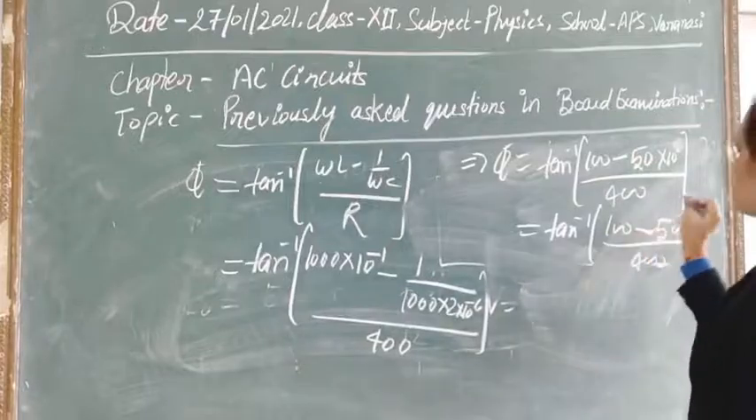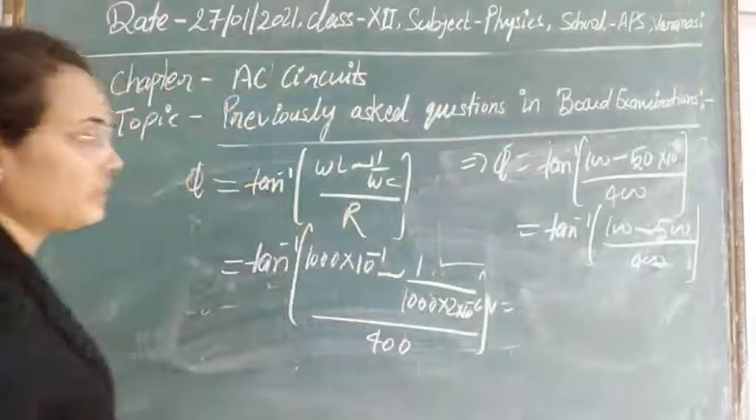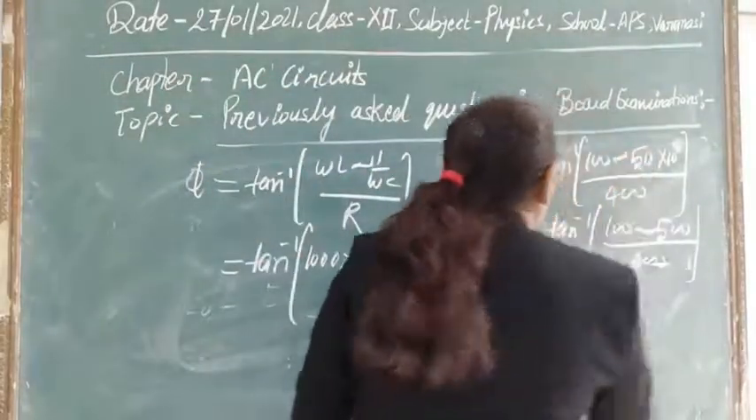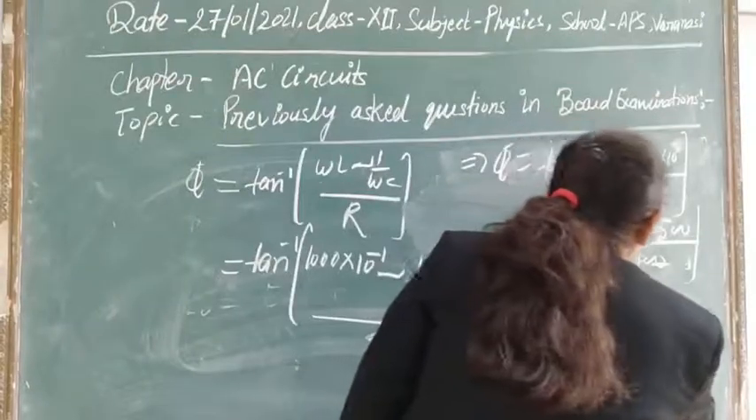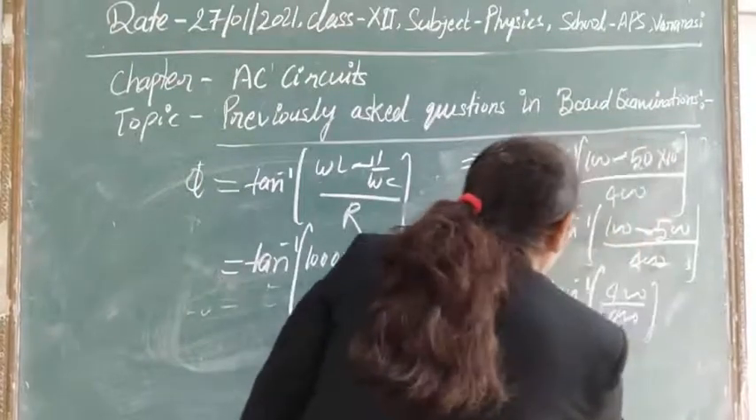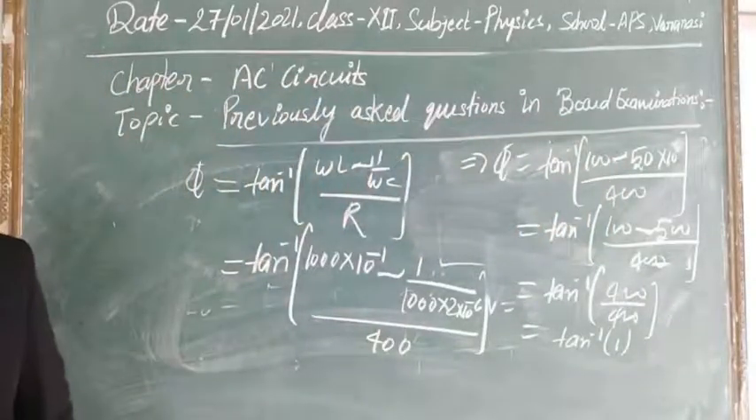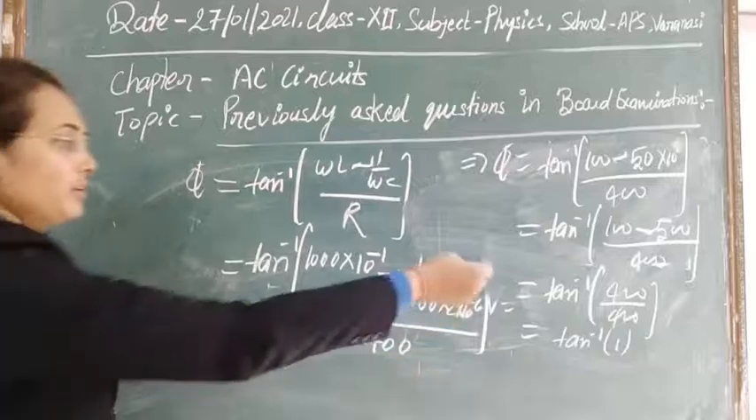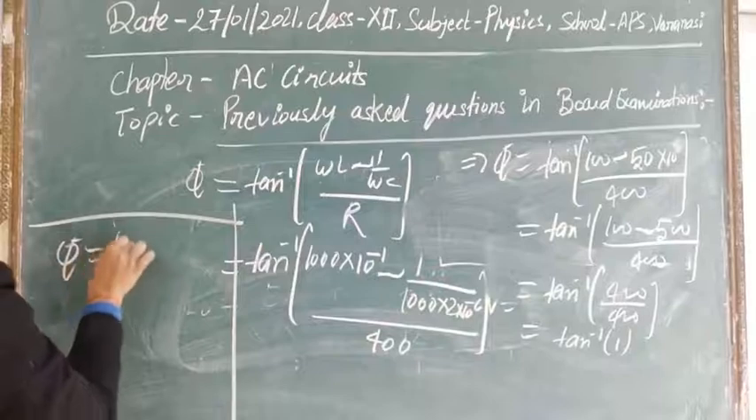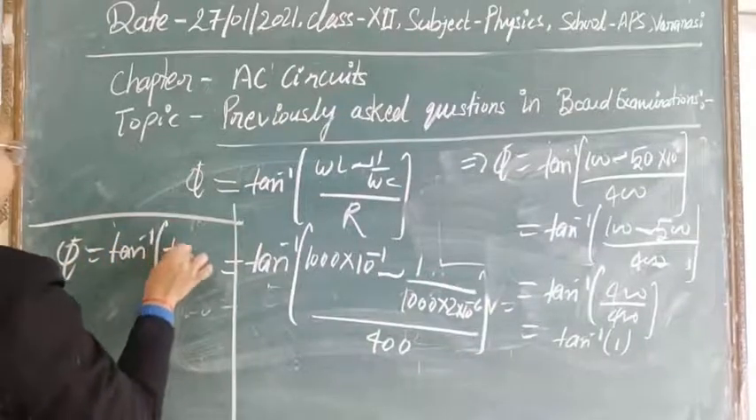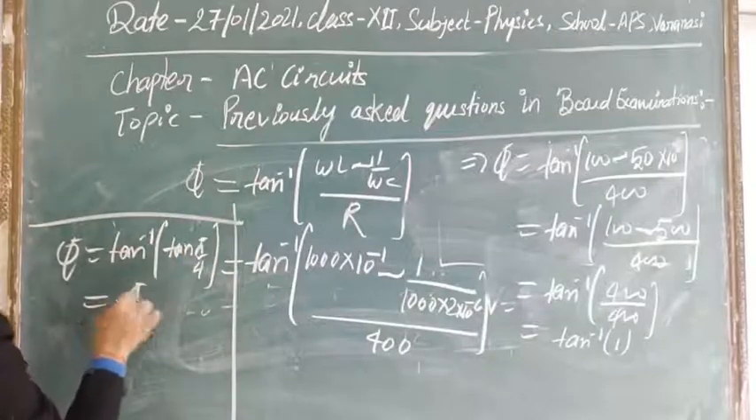So here actually this is the difference. You can take whichever factor is greater, with which you can take the difference easily. So finally this is equal to tan inverse of 400 divided by 400, or tan inverse 1. So 1 is the value of tan pi by 4, so we can write down that value here. So finally the value of phi will be equal to tan inverse tan pi by 4. So it means that this is equal to pi by 4.